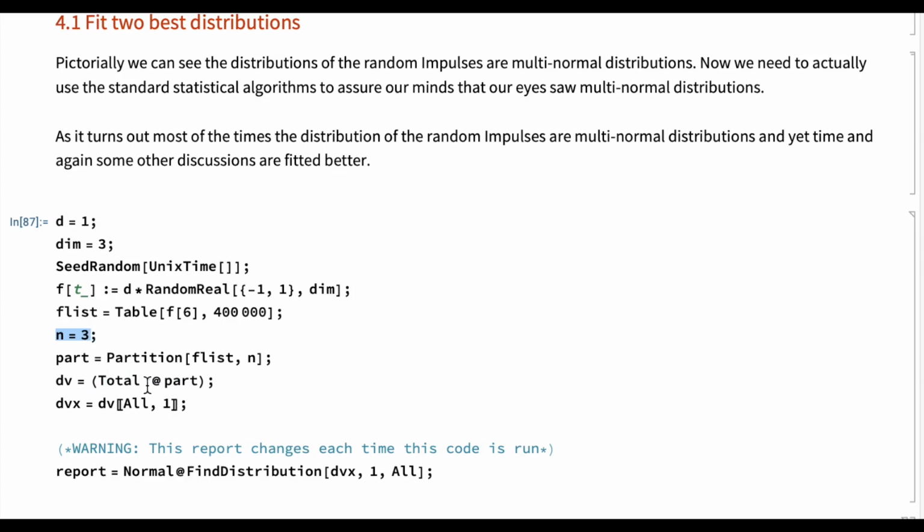And then what we do is that we do the same thing. We sum the corresponding parts of the vectors, and then for now we focus on the x, which is the first coordinate. And then we run this.